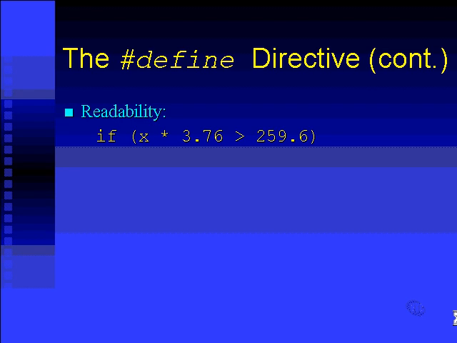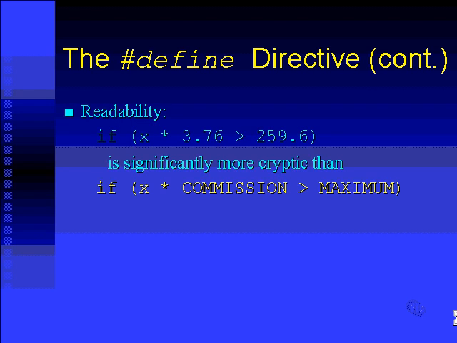Okay, fine. But you, the programmer, reading through a piece of source code and you encounter that line, you think, alright, I can see what he's doing here, but why is he doing it? What is he actually trying to achieve here? Now, if instead you actually saw if x times commission is greater than maximum, you go, okay, that's clear now. He's simply multiplying that number by the commission and seeing if the result is greater than, say, the maximum commission. Hopefully you can see that that second line is far more readable than the first line.